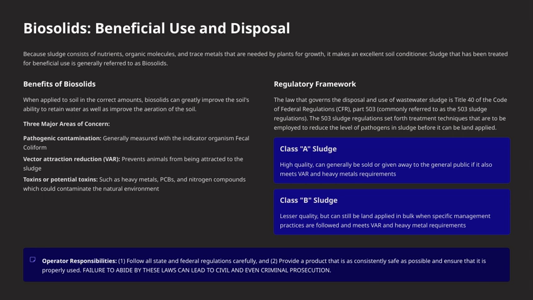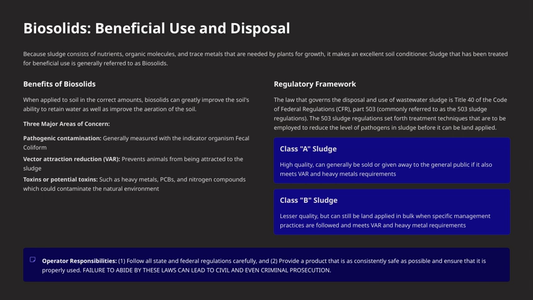Now, regarding regulations, the main law governing the disposal and use of wastewater sludge is Title 40 of the Code of Federal Regulations, Part 503, often just called the 503 Sludge Regulations. These rules specify the treatment techniques needed to reduce pathogen levels before applying sludge to land.